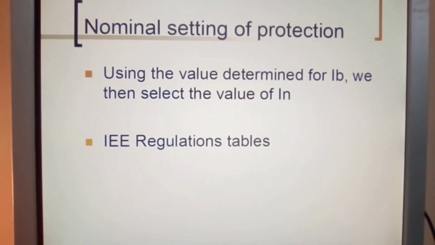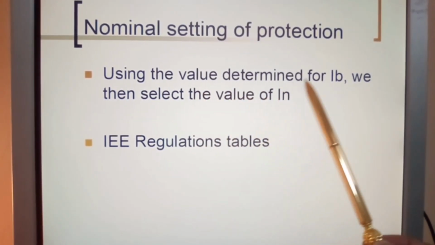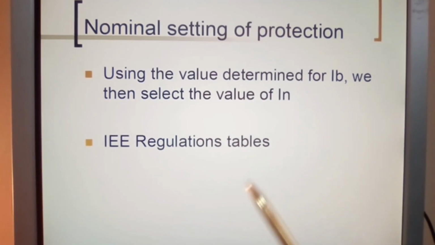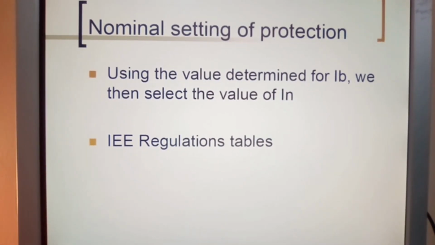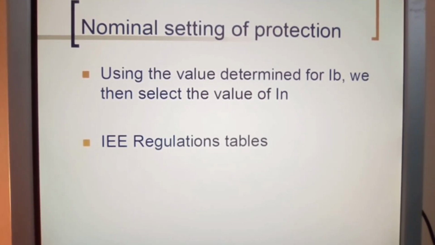Now, nominal settings of protection. Using the value determined for IB, we then select the value of IN from the IEE regulation tables. The IEE regulation tables are consistent, and you will need to look at them for the current edition of the IEE regs, allowing for any changes which may have taken place in due course.